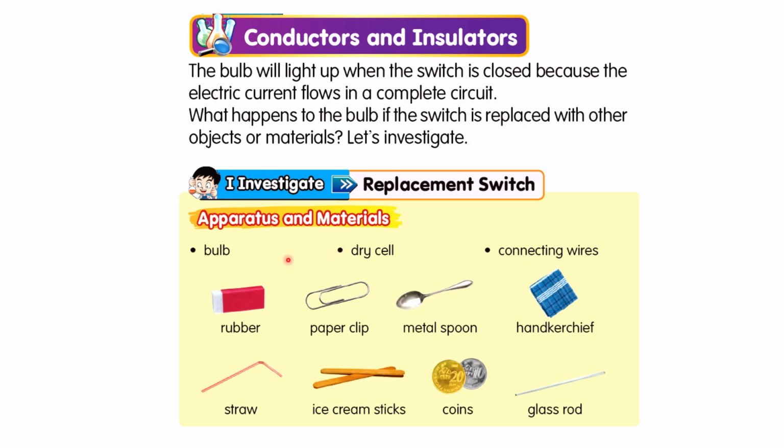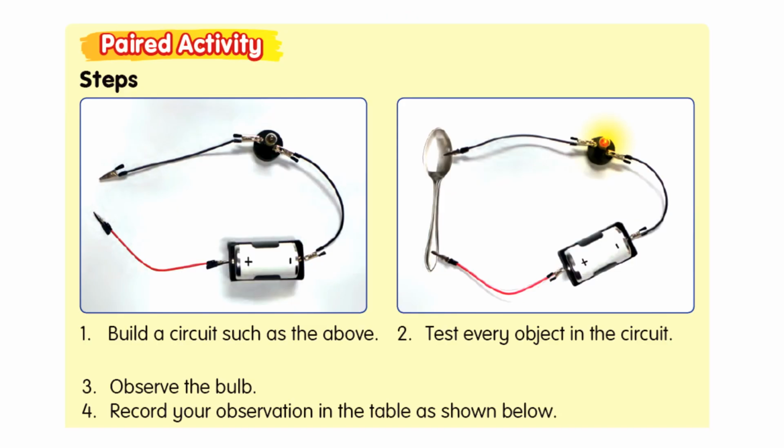Okay, so here, apparatus and materials. What we need: bulb, dry cell, connecting wires, rubber, paper clip, metal spoon, handkerchief, straw, ice cream sticks, coins, and glass rod. So here are the steps. You need to build a circuit such as the above, and then test every object in the circuit. Observe the bulb and record your observation in the table as shown below.